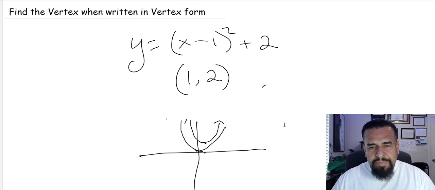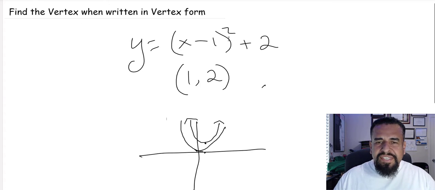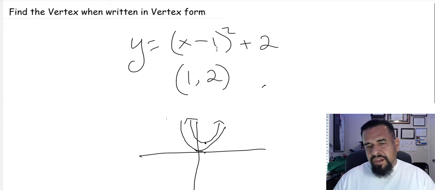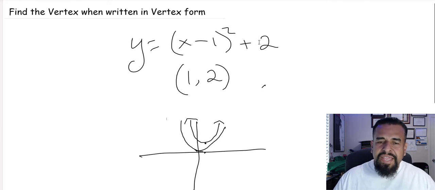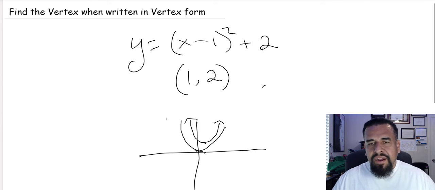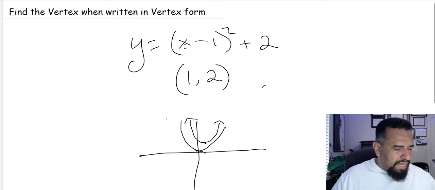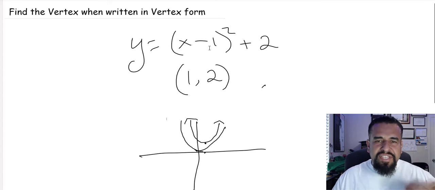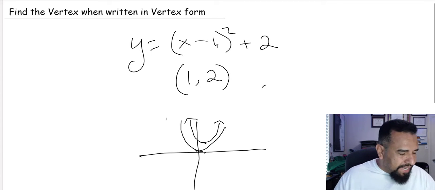Okay, does that make sense? So this gives me my horizontal movement, of course, and this is my intercept there. So it will be crossing there at 2. Hopefully that makes sense to you. All right, so translation is what it's actually called, a horizontal translation.